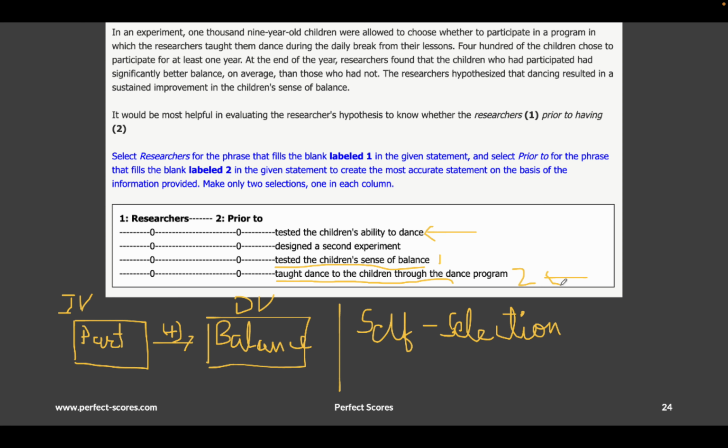So group 1 is children who have not participated in the dance, and group 2 is children who have participated in the dance. If there is a significant difference between both groups in terms of their sense of balance, then the whole experiment has failed. Then there is self-selection in the study. So before even teaching them how to dance, you should test their sense of balance, and then even out the sense of balance in both groups, the group which has received the treatment and the group which has not received the treatment.